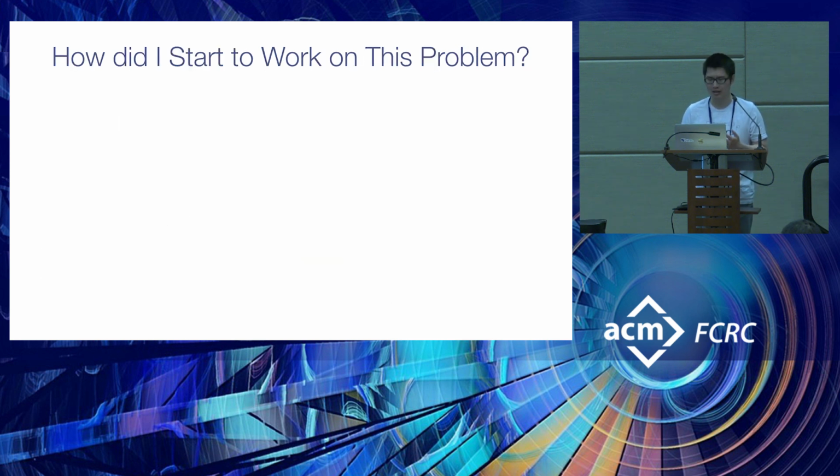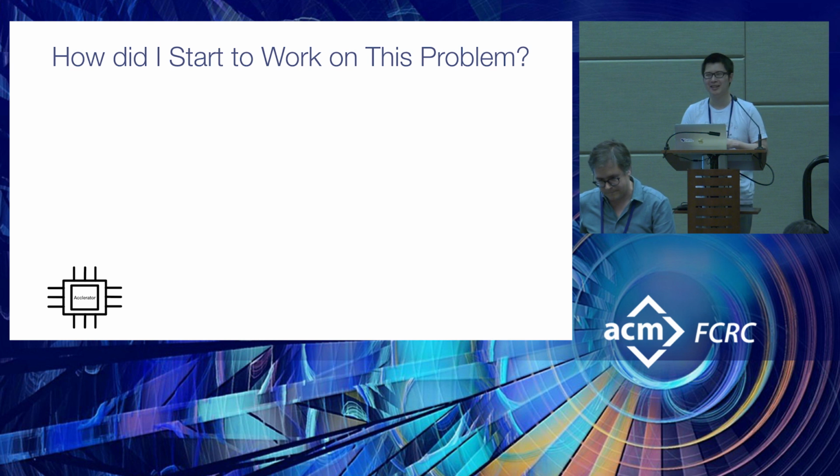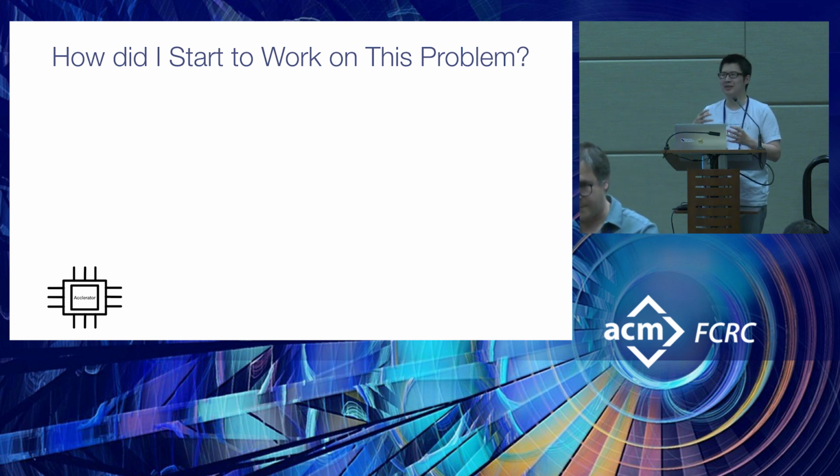How I started to work on this problem is quite interesting. Two years ago, I was working on machine learning, and I had no idea whether I wanted to work on compilers and so on. Then Thierry, my friend, who will give a talk about VTA later, came to me and said, hey Tianqi, I'm starting to design this new deep learning specialized chip. Do you want to work together?